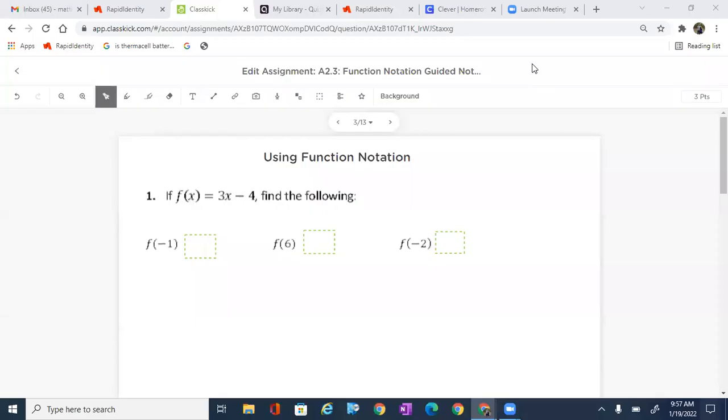All right, we're going to use function notation to come up with some solutions today. And then what we're going to do is learn how to do this in Desmos to check our answers. All right, so it starts with: if f of x equals 3x minus 4, find the following.